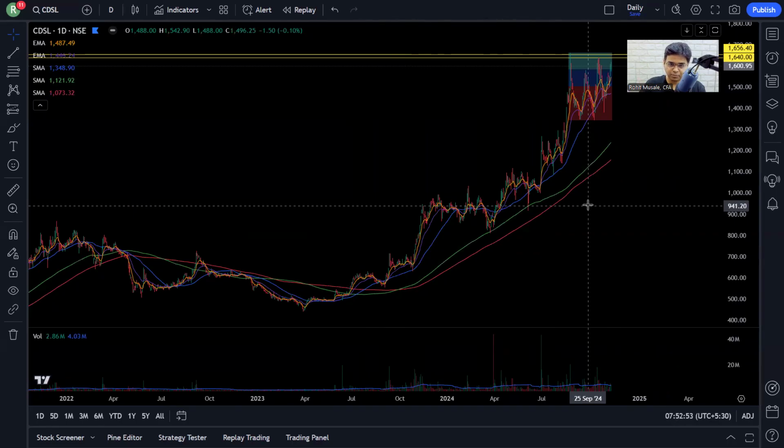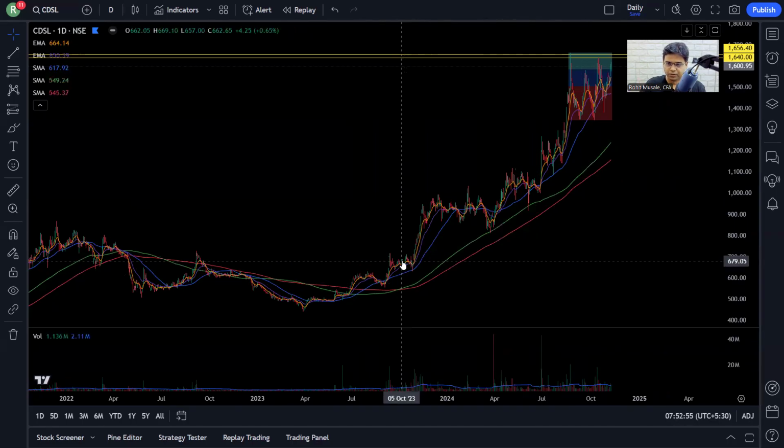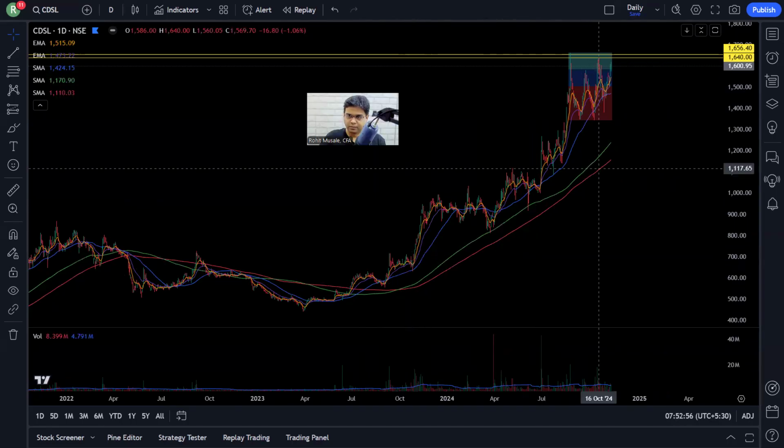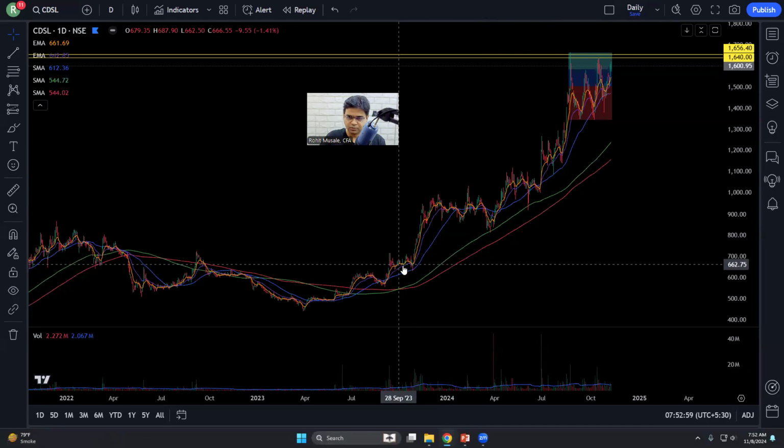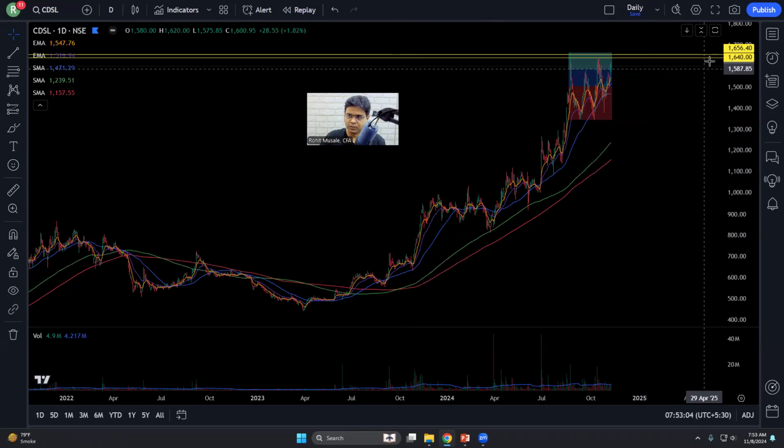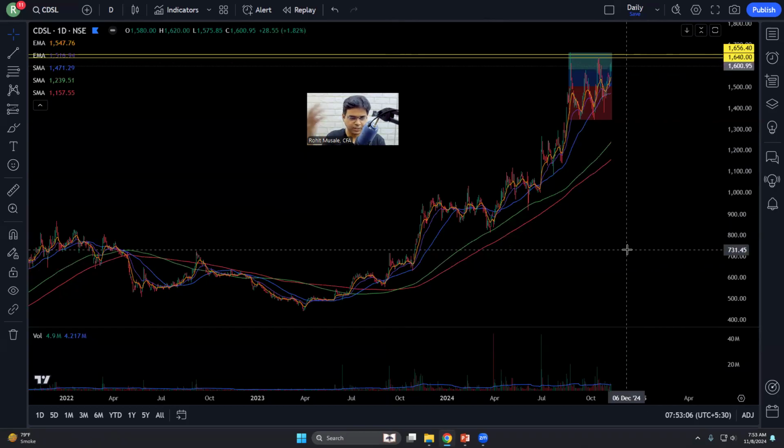From 29 September till November, the stock has gone from what? 670 rupees roughly to around 1640. That's how many times? That's 3x in 1 year. Okay, that's the power of a strong stage 2 uptrending stock.